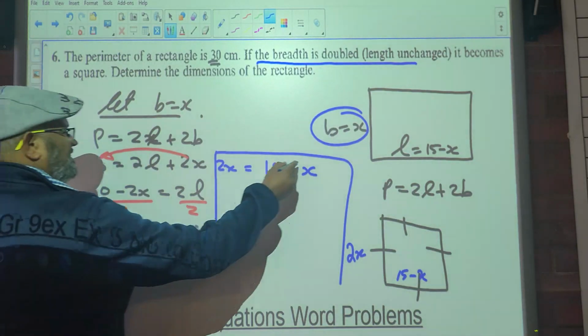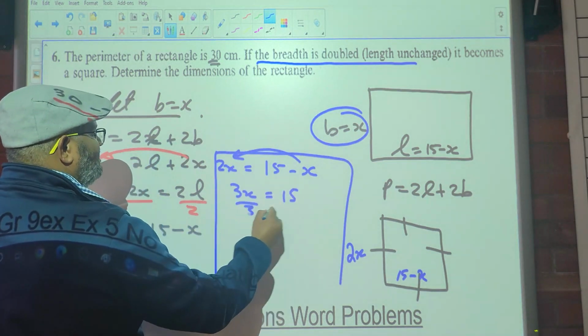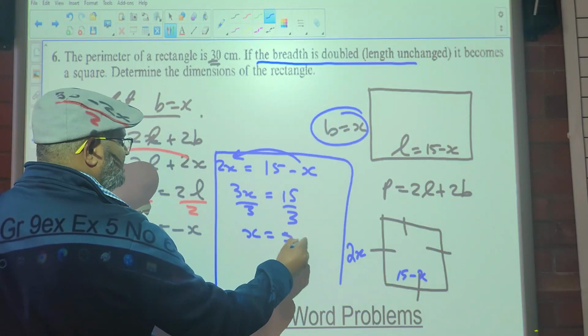Okay. So for x, we take it over the equal sign. 2x plus x is 3x is equal to 15. Divided by 3 both sides. So x is going to be 5.